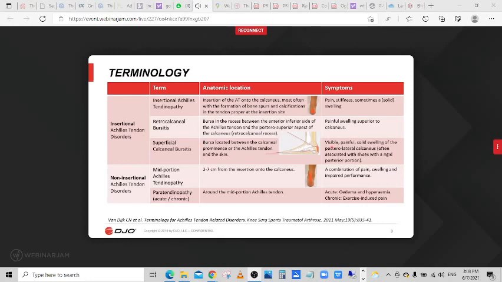And here the symptoms are that there is a visible, painful and solid swelling of the posterolateral calcaneus, often associated with shoes with a rigid posterior portion.